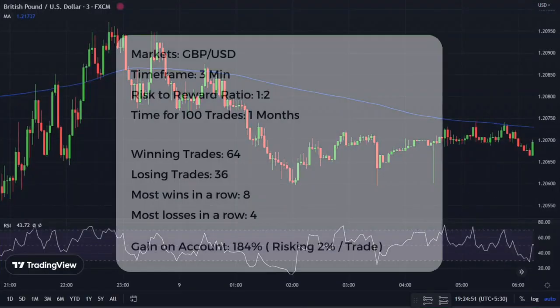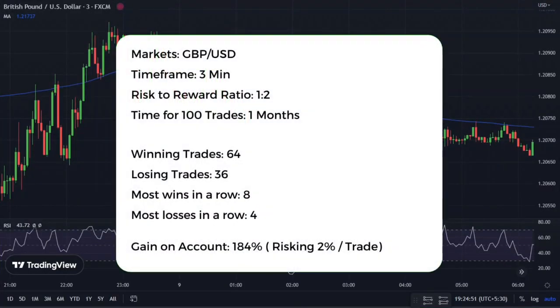Okay, so I did 100 backtests, which took about 1 month, and the results for the strategy are really good. As you can see, the strategy had a 64% success rate, which is crazy high for a short-term trading strategy. The most wins in a row is 8, and the most losses in a row is 4. We started our account with $1,000 and risked 2% on each trade, and the total gain on the account was 184%, which was quite incredible for a short-term trading strategy. So this strategy was pretty good.